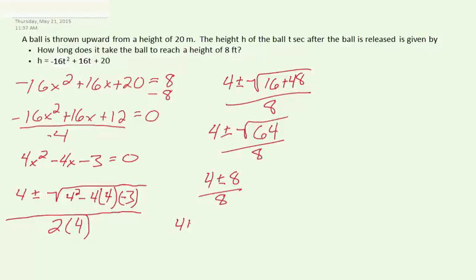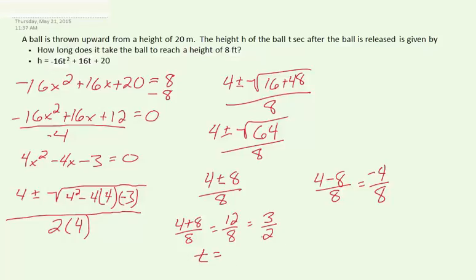So we can take 4 plus 8 divided by 8, which will give us 12 over 8. Or if we simplify it even more, will give us 3 over 2. And then we can take 4 minus 8 divided by 8, which will give us negative 4 divided by 8. And since we know that time can't be a negative value, the only value that makes sense in this case is that the time it takes for the ball to reach 8 feet will be 3 over 2 seconds, or 1.5 seconds.